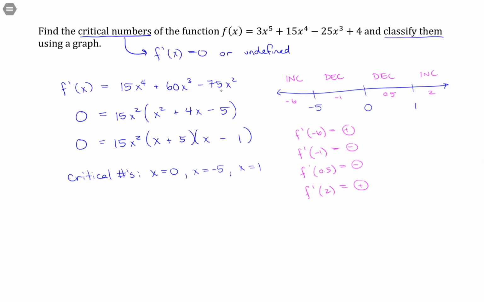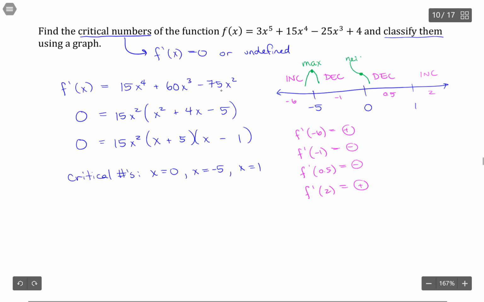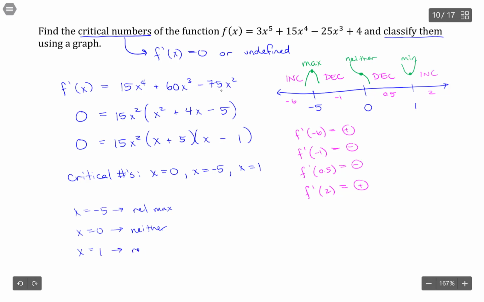And what's important about that is if I go from an interval that's increasing to decreasing, then a critical value that occurs there has to be a maximum. So that classifies that. Now, if I go from decreasing and then start decreasing again, well, that's neither a minimum or a maximum, so that is neither. And if I go from decreasing and change to increasing, then that's a minimum. All right, so I have these now classified. So x equals -5 is a relative maximum. X equals 0 is neither. Neither a minimum or a maximum is what I mean there. And x equals 1 is a relative minimum.